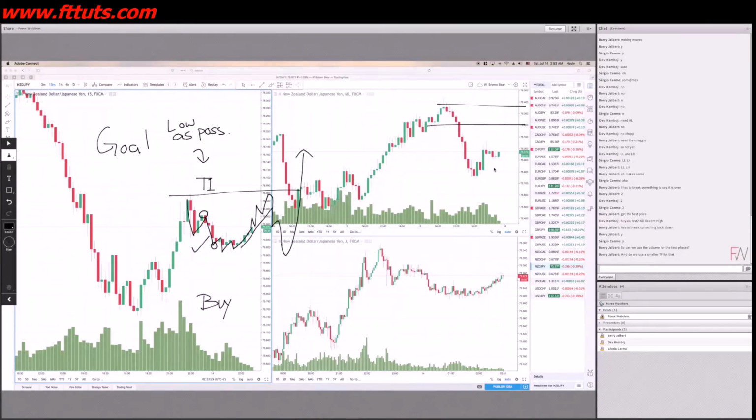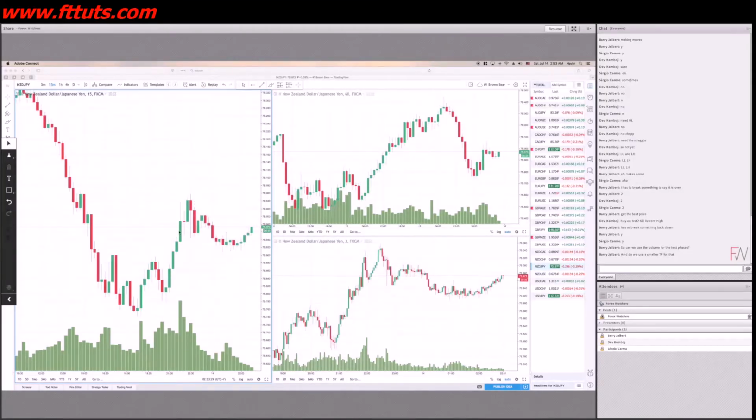Okay, so the question here is, can we use the volume for test phases, and do we use a smaller time frame from that? Yes, absolutely, you can do that. So what do you think happens on the smaller time frame during the test phase? Now, can you tell me what's happening right now in the test phase? What's happening? Losing volume.